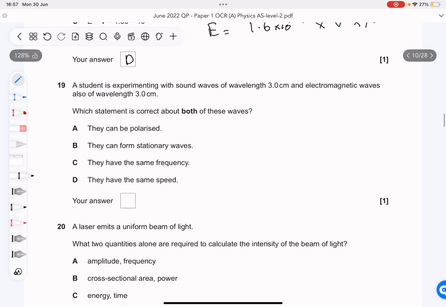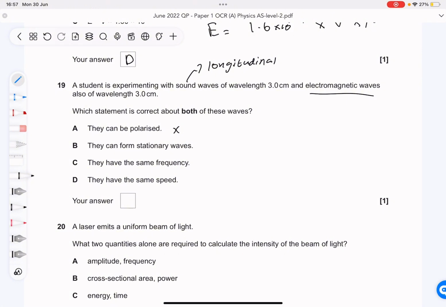Question 19. A student is experimenting with sound waves of a wavelength of 3 centimeters and electromagnetic waves also of a wavelength of 3 centimeters. Which statement is correct about both of these waves? A. They can be polarized. They can't, because sound waves are longitudinal, right? And longitudinal waves cannot be polarized, right? The EM waves can be, but the sound waves can't. So A is wrong.